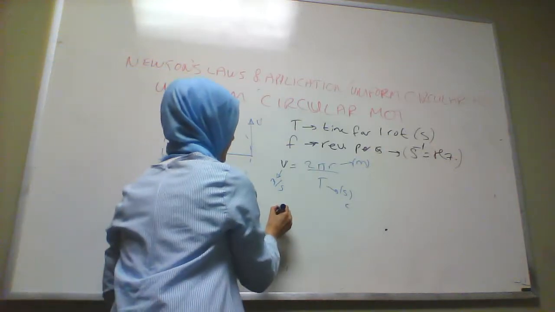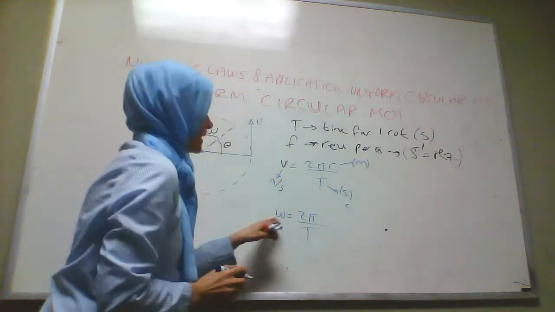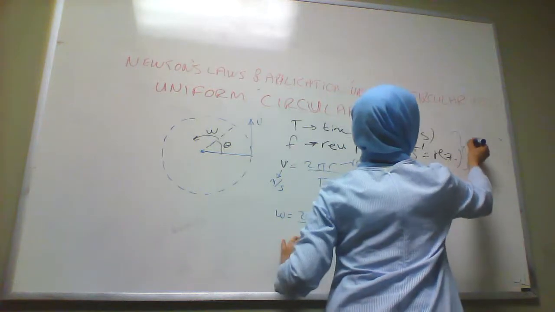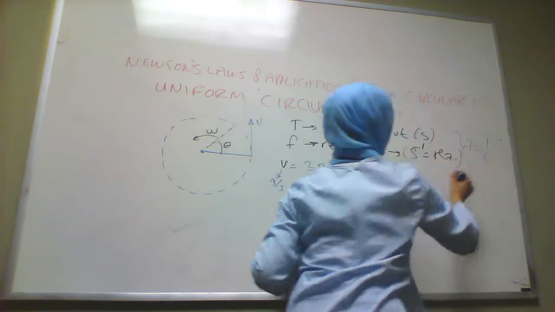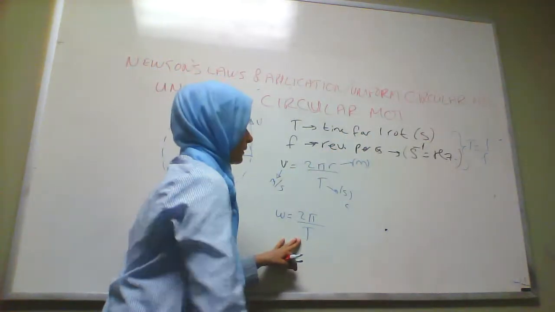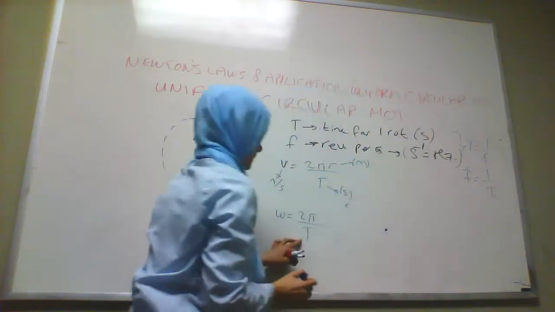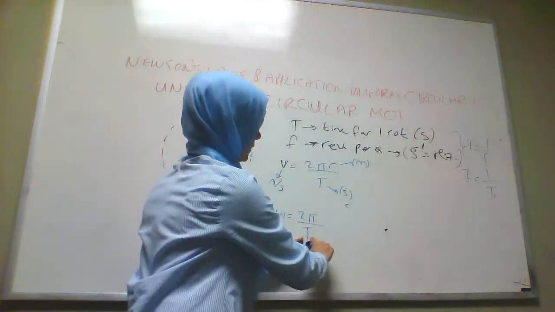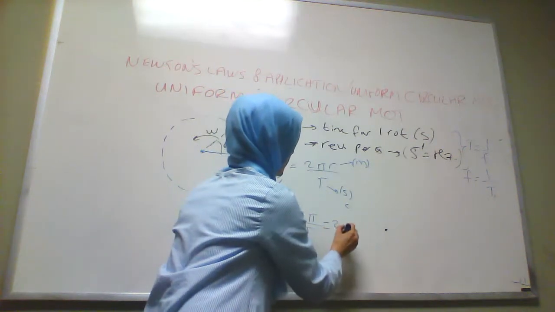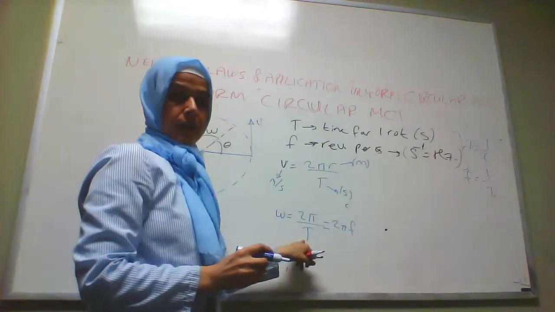We said angular velocity is equal to 2 pi over t. Since f is equal to 1 over t, or t is equal to 1 over f, vice versa, both are the same thing. Both work if you switch these two values. Replacing t by 1 over f in here, we will have angular velocity equal to 2 pi f. So if you know f, you can find angular velocity, or if you know t, you can find angular velocity.